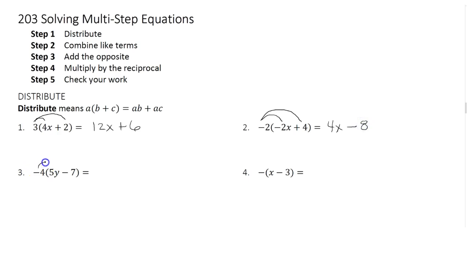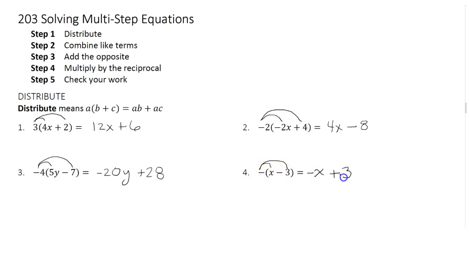In example 3, multiply negative 4 times positive 5y for negative 20y. Negative 4 times negative 7 is positive 28. In example 4, the negative times x makes negative x. Negative 3 makes positive 3.